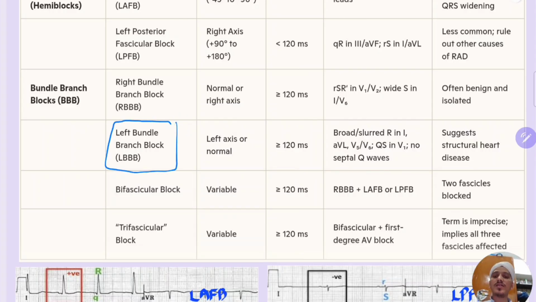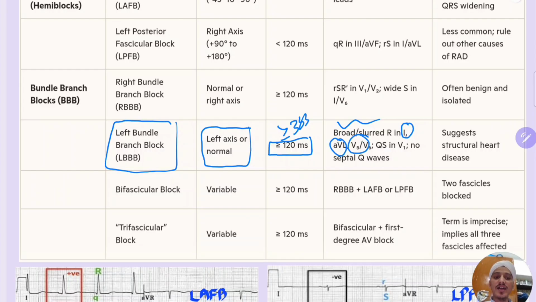In left bundle branch block, either the axis will be normal or it will be deviated to the left side, but the QRS duration will be more than or equal to 3 small squares, meaning the width is increased. There will be a broad and slurred R wave in 1, AVL, V5 and V6, and there will be no R wave in V1. The Q wave and S wave will merge to form a big QS pattern in V1, and there will be no septal Q waves.